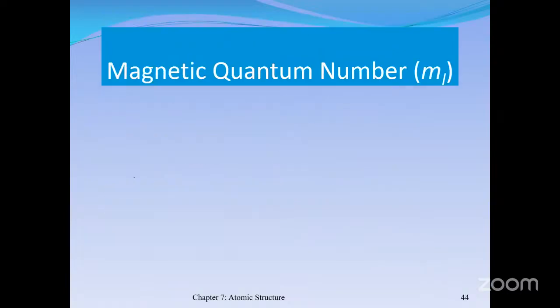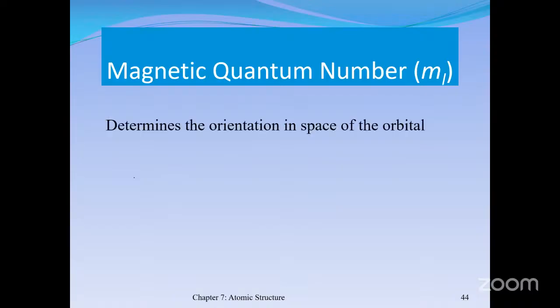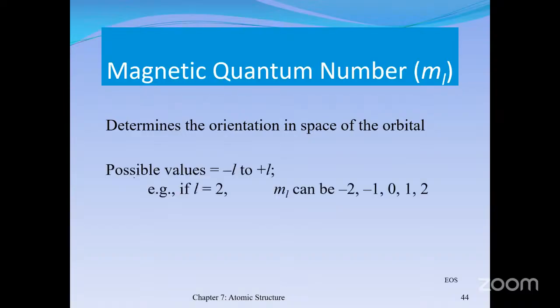And then the next quantum number we're going to talk about is called the magnetic quantum number, which is symbolized by ML. Basically, this number corresponds to the orientation of each orbital in space, right? And it turns out that the ML values are dependent on the L values, where ML is equal to minus L and all integers to plus L. So for example, if L is equal to 2, then ML can be equal to minus 2, minus 1, 0, 1, 2.